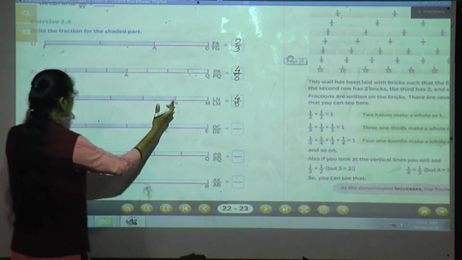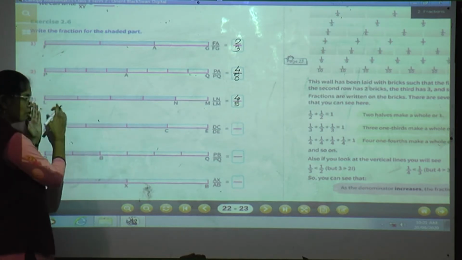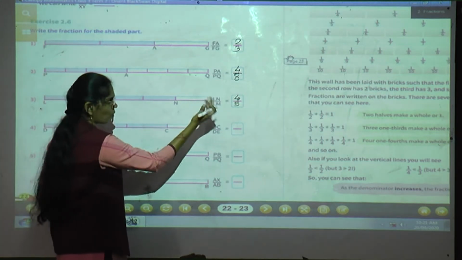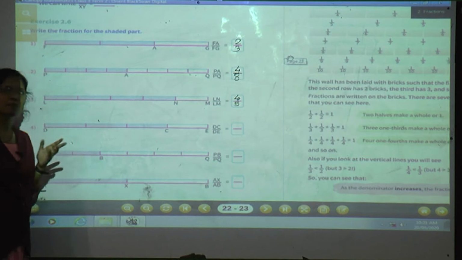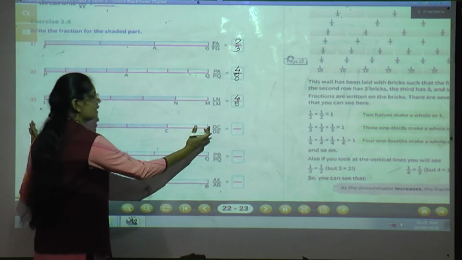So LN is equal to what? 4. LN means the shaded part. Okay, and how many parts are shaded? 4. So the fraction is 4 by 5.